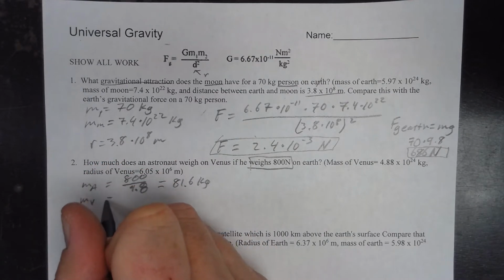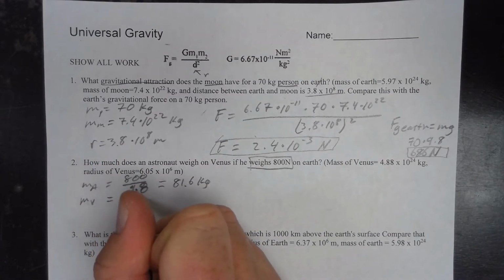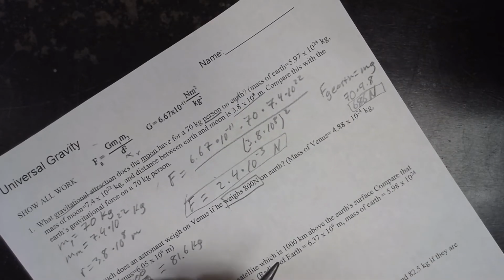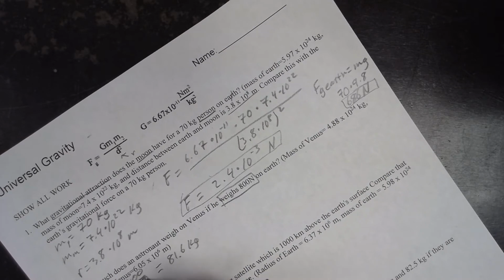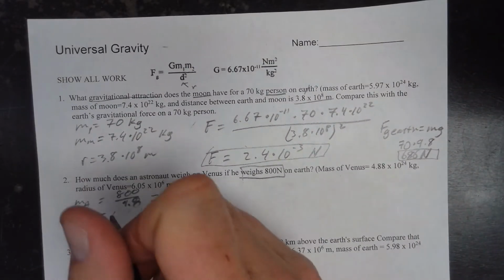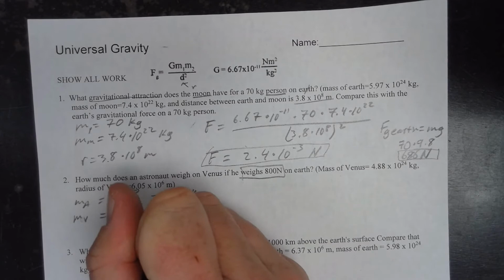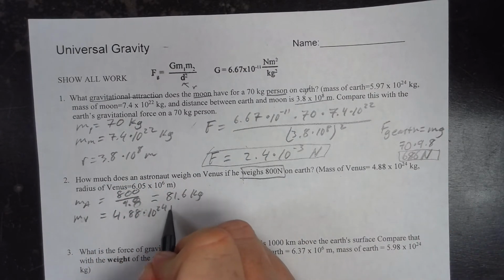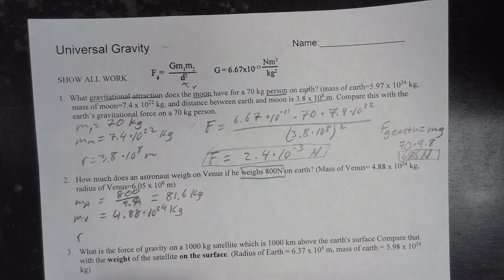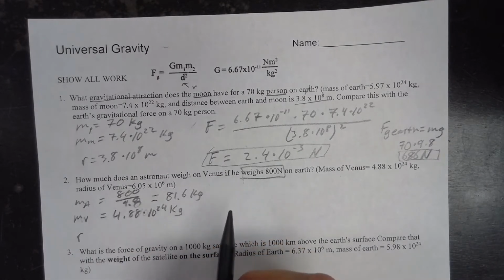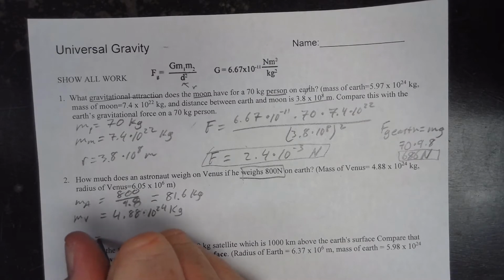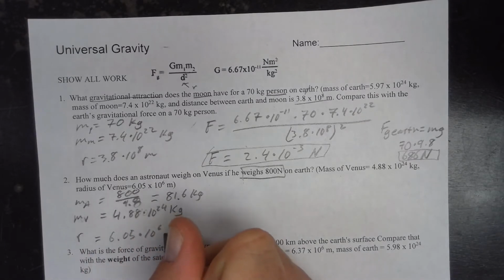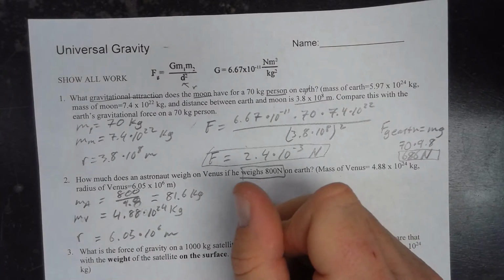Mass of Venus, 6.05 times 10 to the... that's the radius. Really hope I watch my numbers well enough, but you get what I'm going for. So sorry, it should be the 4.88 times 10 to the 24th that I got from right over here, kilograms. And separation, we're assuming that the astronaut is on the surface of Venus. Otherwise, we need a little more information. So it's the 6.05 times 10 to the 6 meters. Plug them all in.